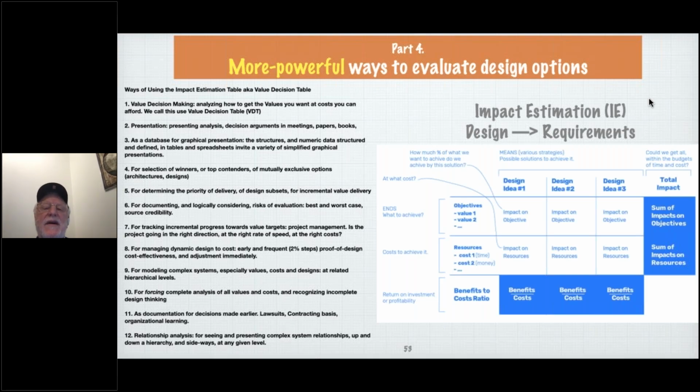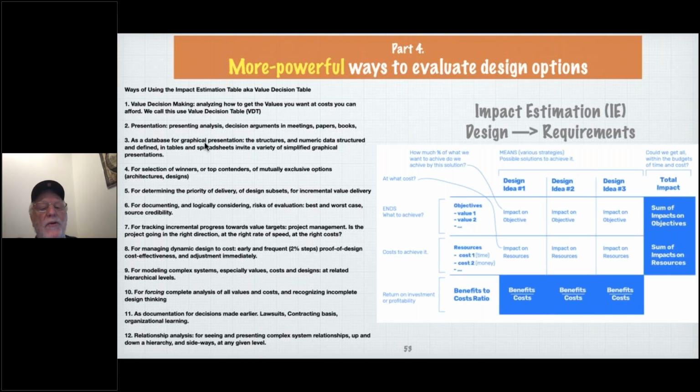Okay, fine. Anyway, so again, the name of this is Impact Estimation Table, or IE table. We also call it a value decision table in certain modes. I'm going to start explaining what it is. Now, here's a basic model of the table. We're going to look at more realistic examples in a moment.